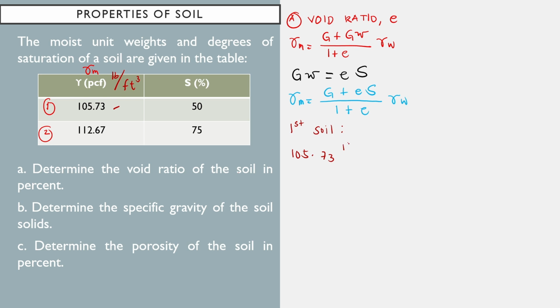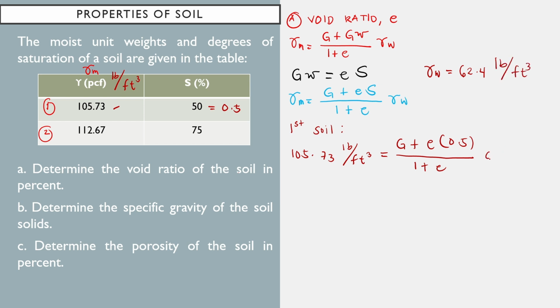ayan, so dito pala yung moist unit weight, yung binigay is pound per cubic foot. Ayan, so yung G plus e times yung degree of saturation natin, 50%. So, ilipat natin sa decimal, magiging 0.5. Ayan. Divided by 1 plus e. And then, yung unit weight ng water, since pound per cubic foot, English yung unit natin, so yung unit weight ng water na gagamitin natin is 62.4 pound per cubic foot. Ayan. So, yan yung gagamitin natin. 62.4 pound per cubic foot.